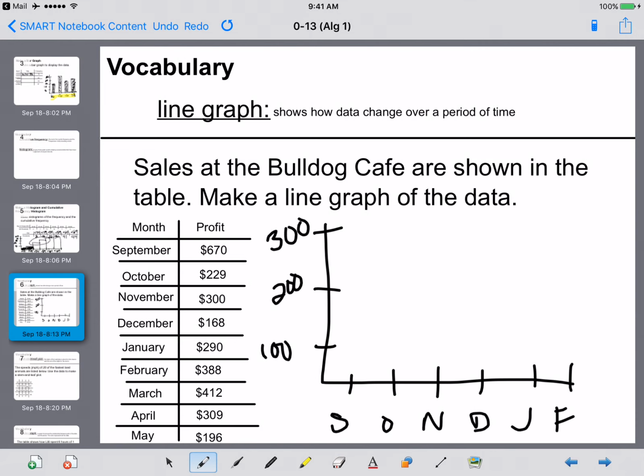September's off the chart, so I'm not graphing it. October was at 229, so it's something like that. November, 300. December, 168. January, 290. February, 388, off the chart. And then you link all of your pieces together. So it creates a line, and you can see where the ups and downs in your graph end up.